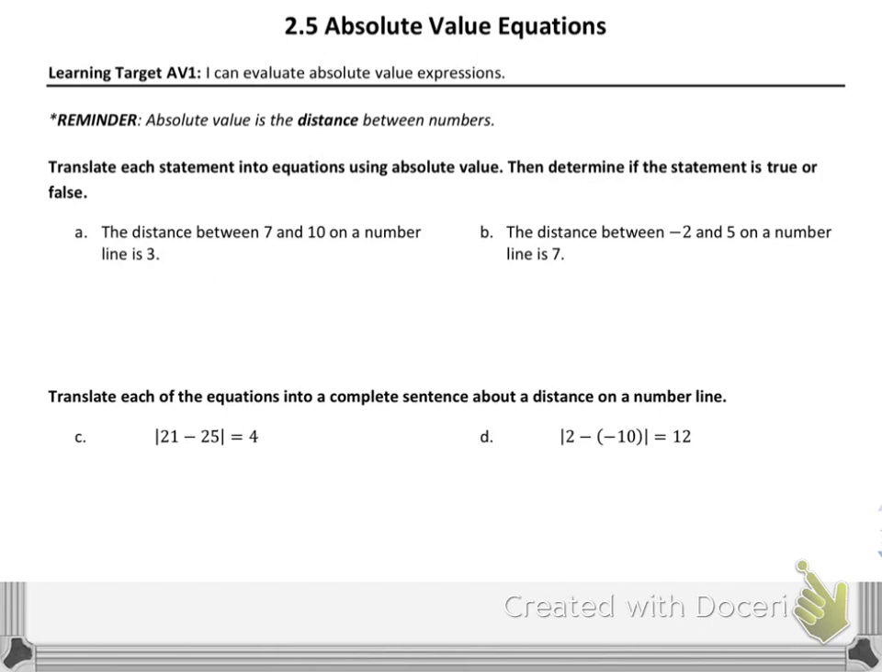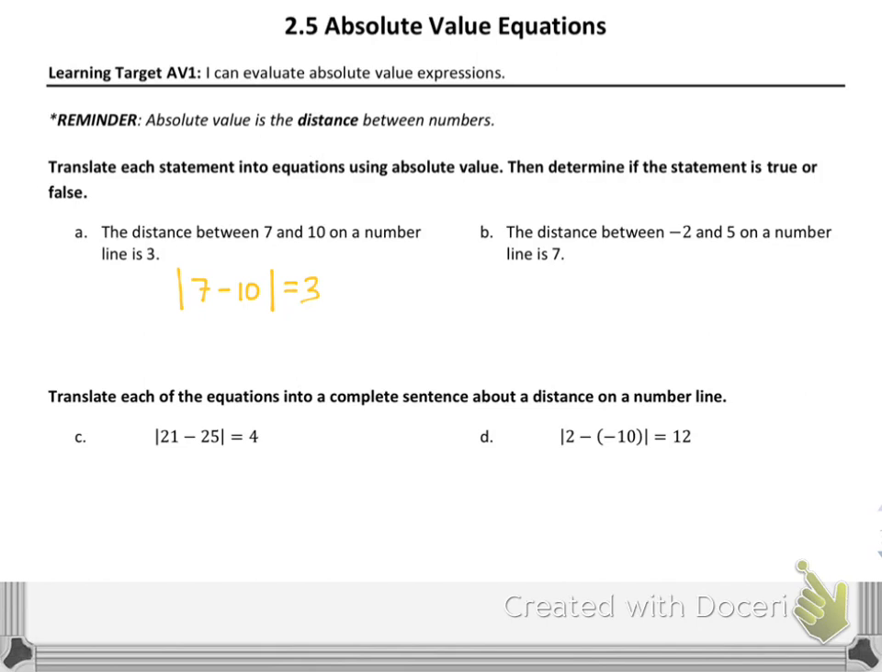So instead of saying something like, for example here, translate each statement into equations using absolute value symbols, and then determine if the statement is true or false. So like example A here, it says the distance between 7 and 10 on a number line is 3. So instead of writing that whole sentence, mathematicians will use this symbol, kind of like a parentheses. It acts as a parentheses. So the distance between 7 and 10, so distance we show by subtraction, is 3. And that's true, right?